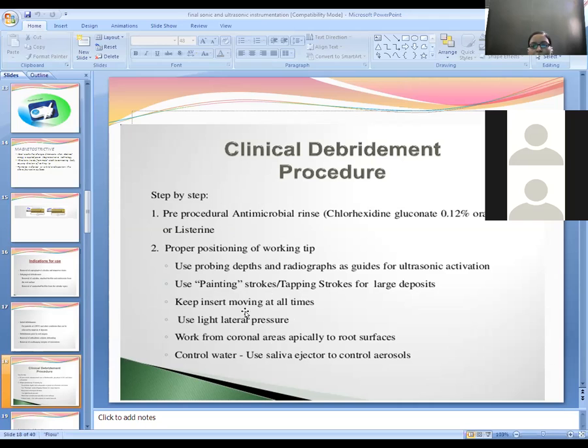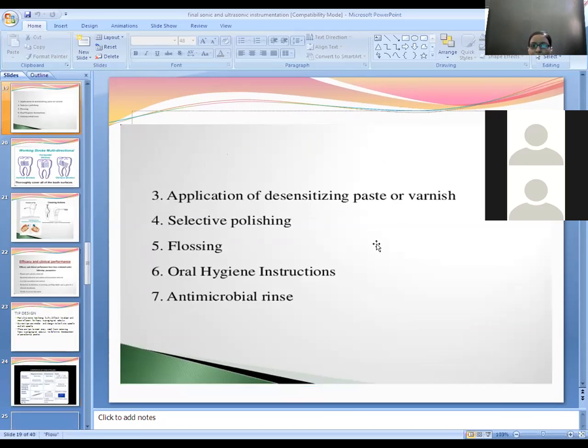The lateral pressure is that pressure which the tip exerts on a tooth surface while removing the calculus or any stains. Then work from coronal areas to the root surfaces. In control of the water, use the saliva ejector to control the aerosols. Then third, application of the desensitizing paste or varnish, selective polishing, flossing, oral hygiene instructions, and then the last one, finally, again, the antimicrobial rinse with the help of chlorhexidine mouthwash.